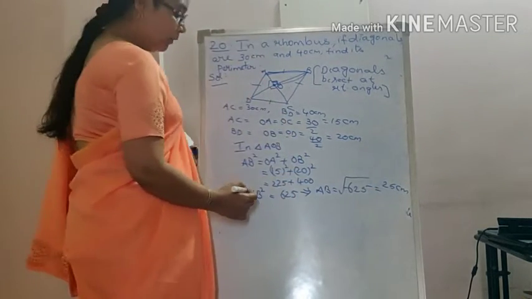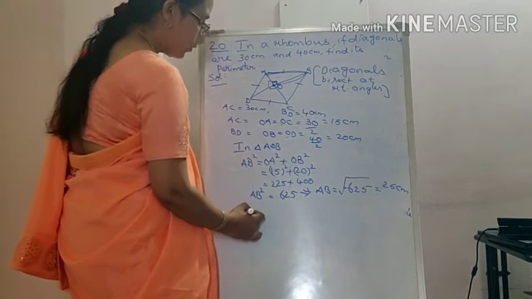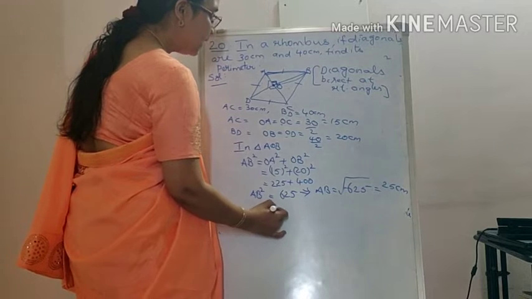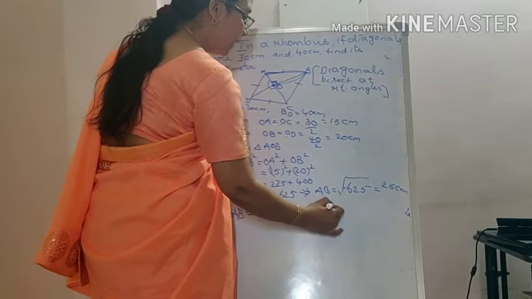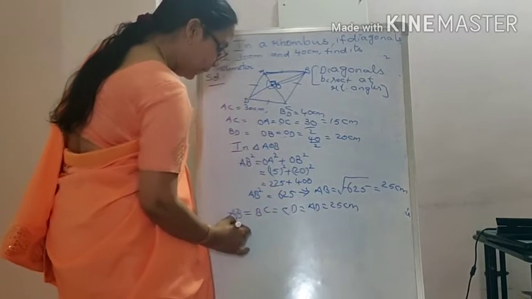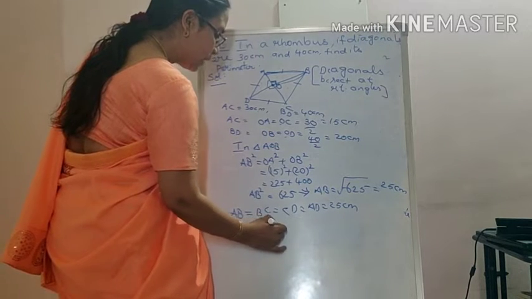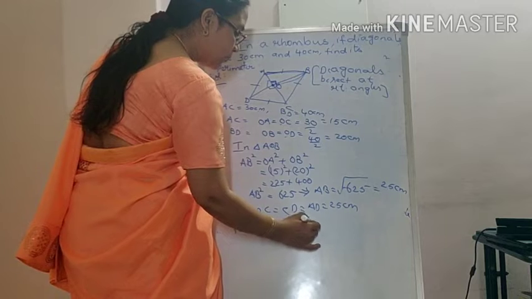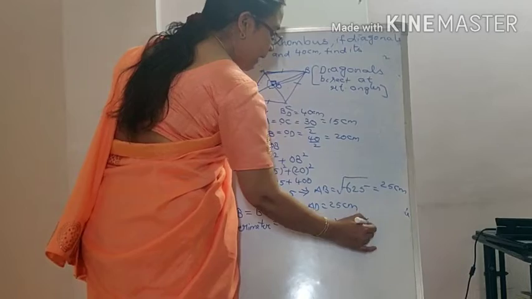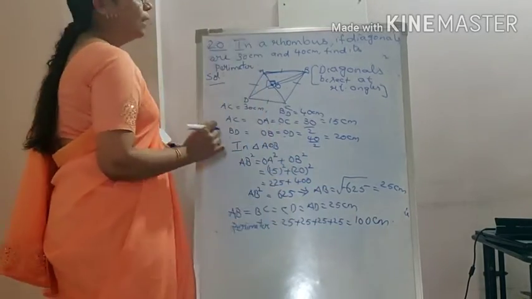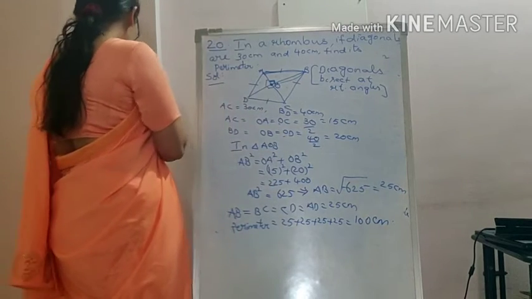So AB is 25. Since AB is 25 in rhombus, all sides are equal. So AB is equal to BC is equal to CD is equal to AD is also 25. Now perimeter we are calculating. Perimeter means we all know that sum of all the sides. So 25 plus 25 plus 25 plus 25, which is 100 centimeters. This is one problem. Then we will do one more problem.